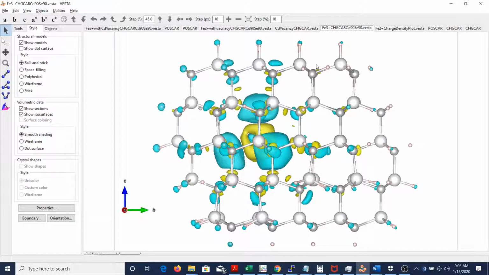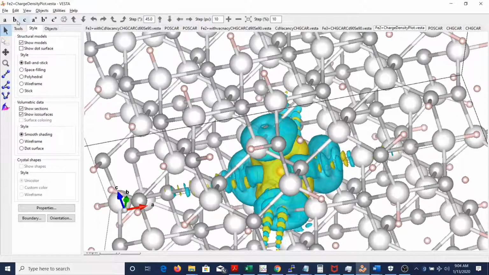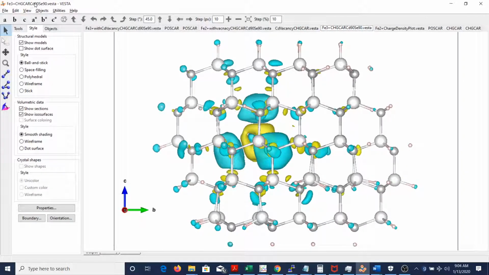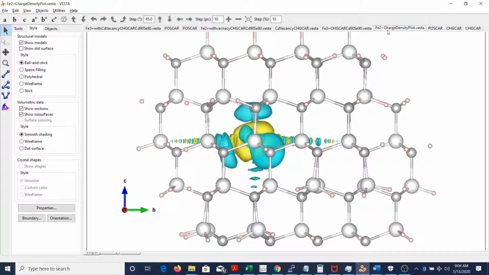So I have the cadmium selenide doped with Fe2+ and Fe3+. This is the one with Fe2+, you can see it written over here, and this one is Fe3+. So right away, let's look at those charge density plots. This is the Fe3+. Look at it, and now we'll look at Fe2+, and you will see a lot of differences in the way the charge density is distributed.